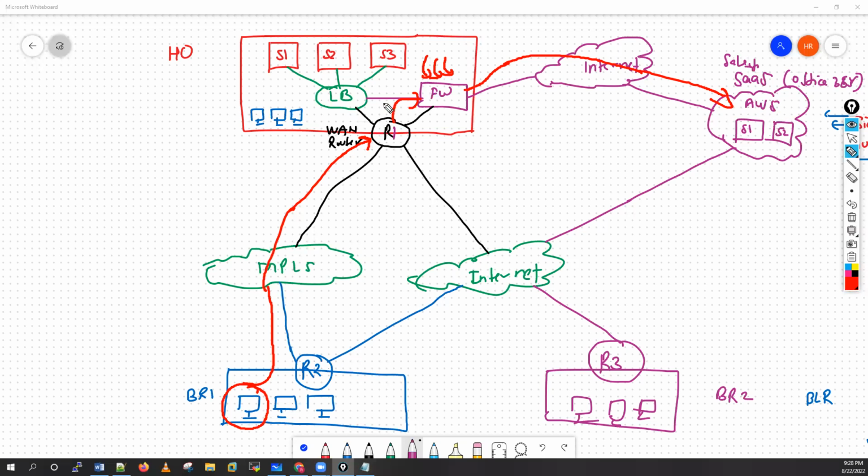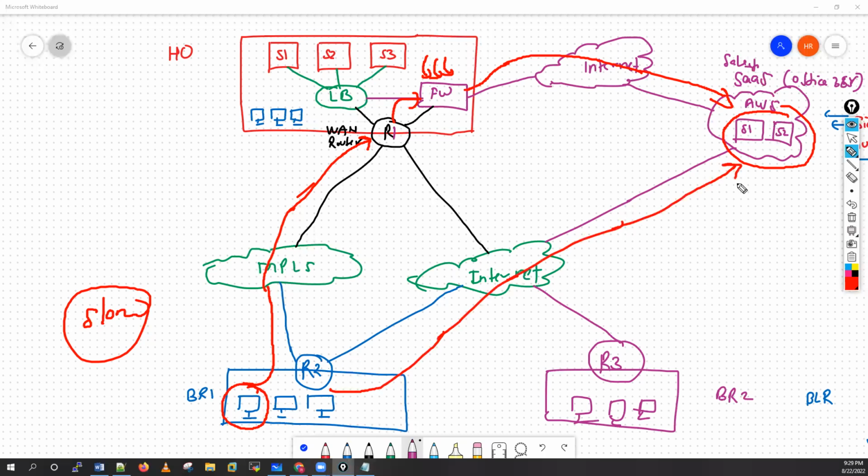Now you will see your traffic is taking a longer path, guys. It is first reaching your head office, then from your head office it is again going towards the cloud. If it takes this type of path, what will happen is your experience with regards to these applications is not good. You will not get very good performance. You will face some type of slowness issues, even though you can reach these cloud applications directly, right?